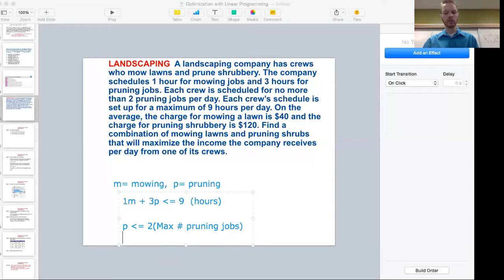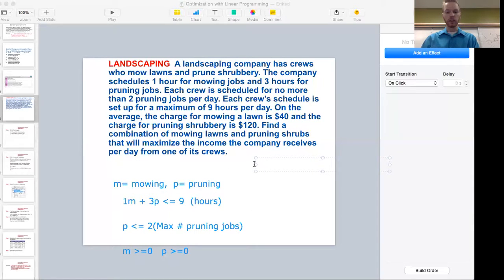Now you could have one more restriction, it's up to you. I think it's kind of implied, but we should probably include it. The pruning and mowing jobs have to be greater than or equal to 0. You can't have negative jobs, right? So let's include it. It'll be good to include that there, okay?